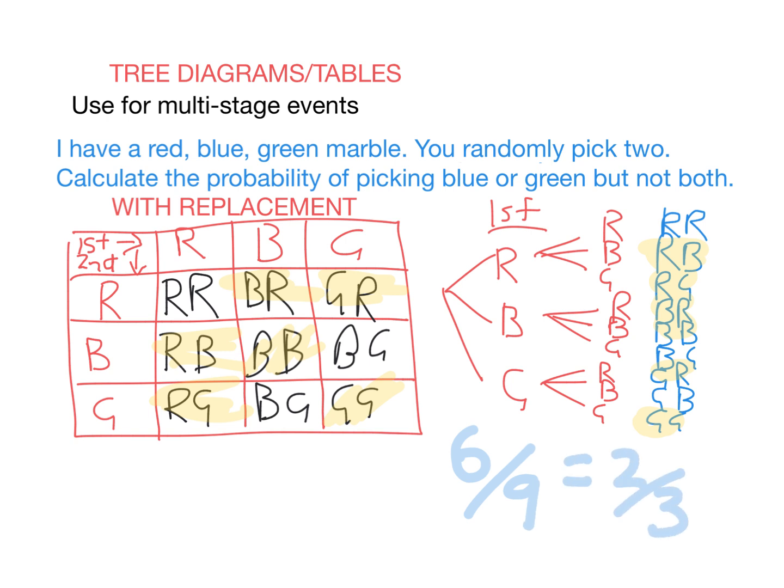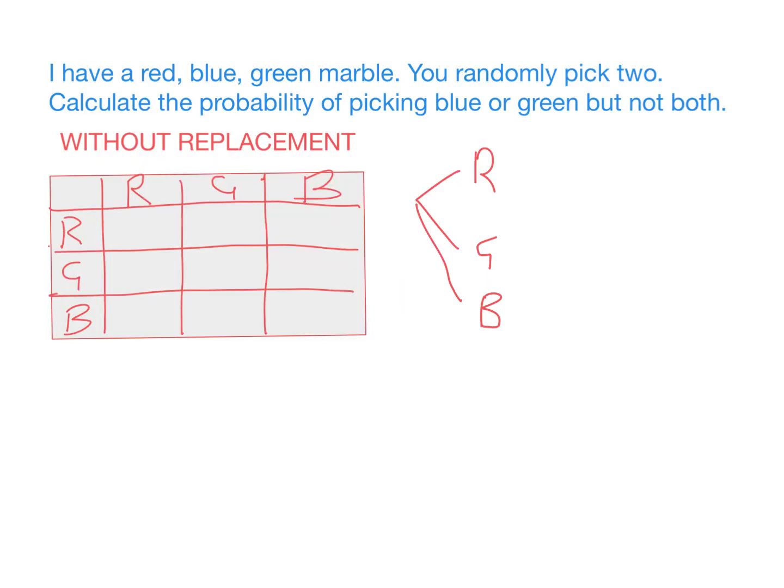So how would this change if it was done without replacement? Let's now look at that. So we're looking here at the same questions on the previous slide, but this time the marbles are picked without replacement. What that means is if you say pick a red, you can't pick it the second go because it's not replaced. You can't get 2 reds, 2 blues, or 2 greens. So I can still use a table or a tree diagram to list the outcomes because this is a multi-stage event. You're still picking 2 marbles.